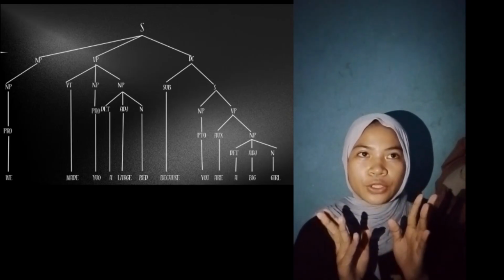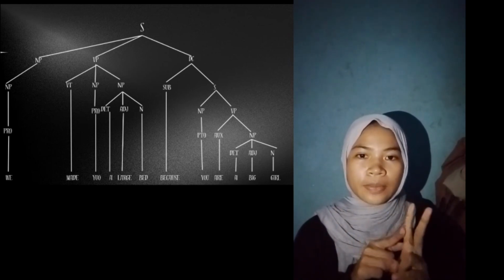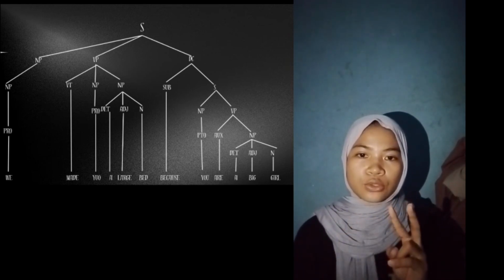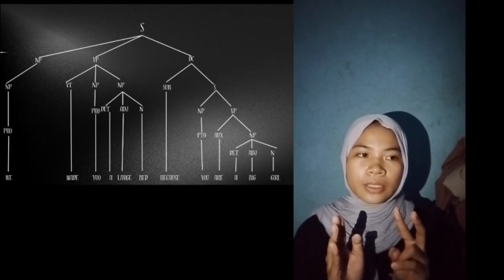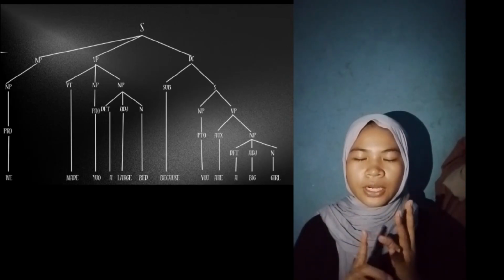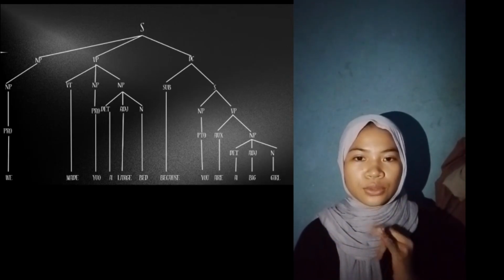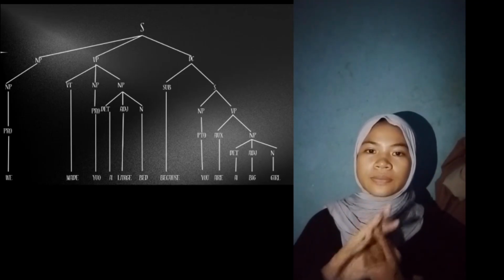Sedangkan VP itu terbagi jadi 2, yang dimana auxiliary dan NP. Auxiliary itu hanya turun 1 juga, yang dimana itu are. Sedangkan NP itu turun jadi 3, determiner, adjective, dan noun. Determiner turun a, adjective turun big, sedangkan noun turun girl.